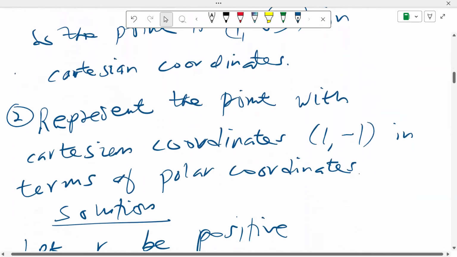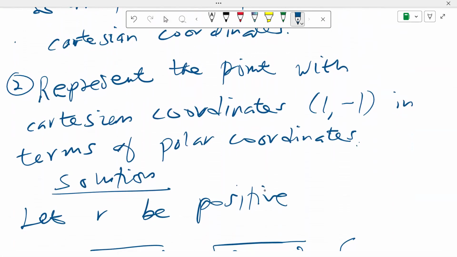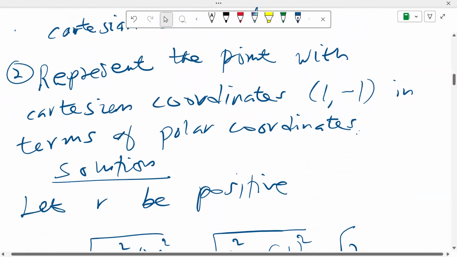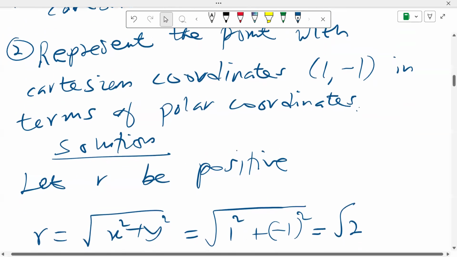Let's look at the second question. Represent the point with Cartesian coordinates 1, -1 in terms of polar coordinates. So we are going to do the same with the concepts that we have just outlined. So we say that let R be positive, so that right away we can use our Cartesian coordinates in finding our R.